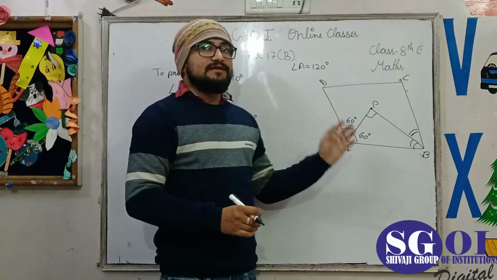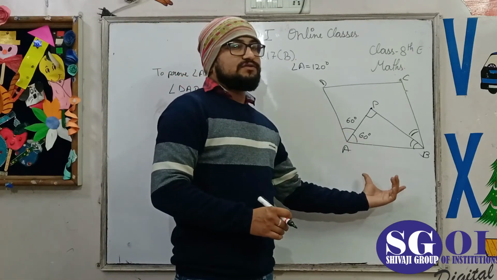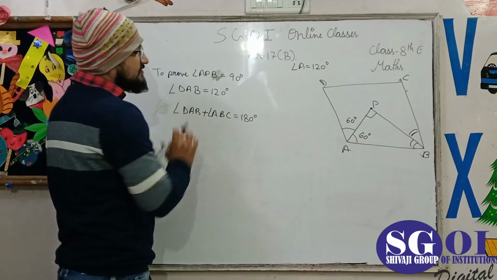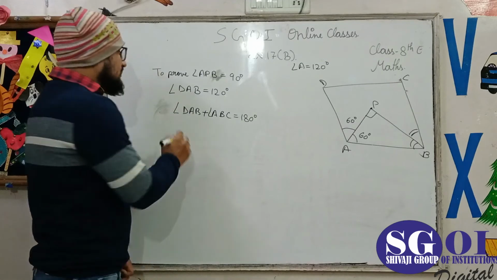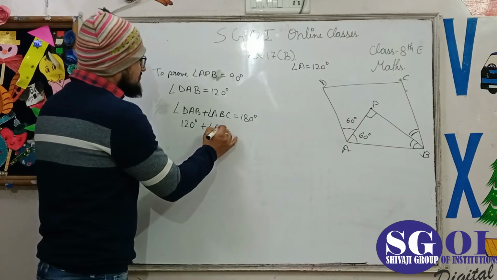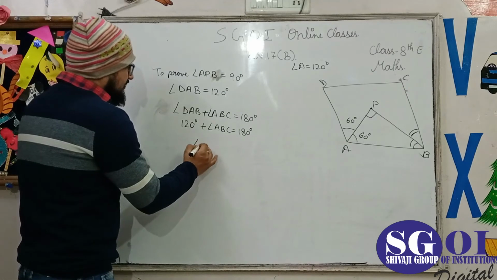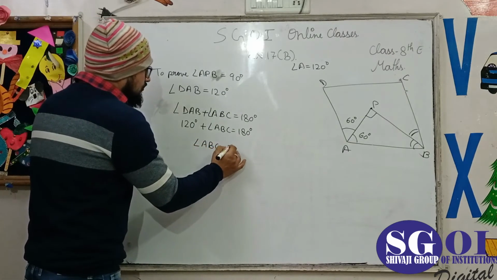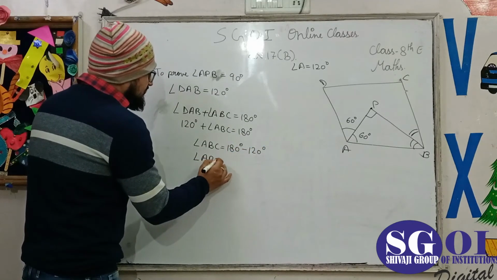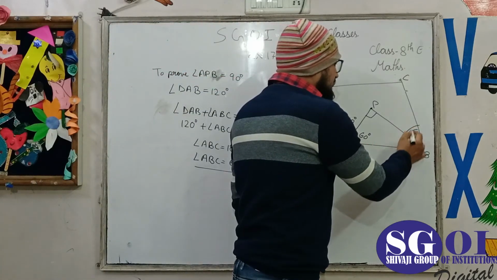Why? Because we know that the adjacent angles of a parallelogram are supplementary. The sum of adjacent angles is 180, and you can say that they are supplementary. Therefore we have written angle DAB plus angle ABC will be equal to 180 degrees. This angle has already been given in the question, that is 120 degrees. This will be 120 plus ABC, that is equal to 180 degrees. So from here angle ABC will be equal to 180 degrees minus 120 degrees. Therefore this angle ABC will be equal to 60 degrees. So this complete angle has come out to be 60 degrees.